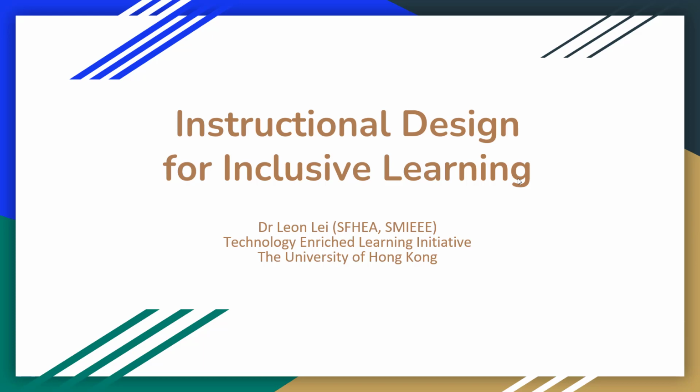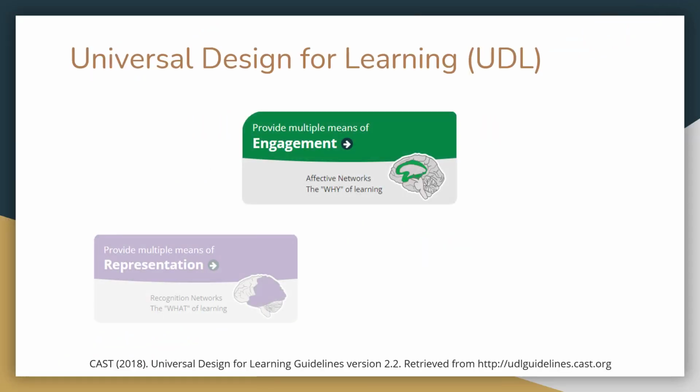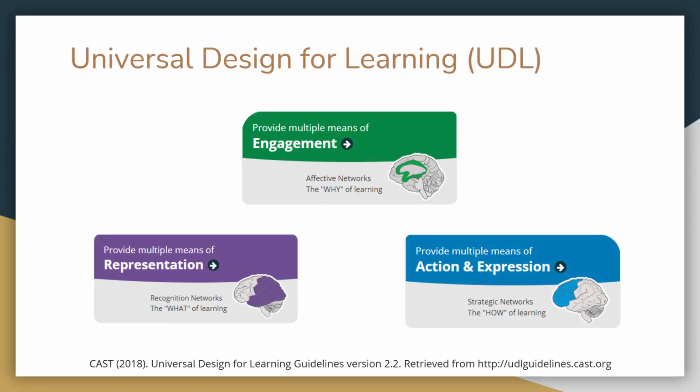We will talk about instructional design for inclusive learning in this video, and then learning support, and then learning environments in another two videos. Neuroscience tells us that our brains have three broad networks, one for recognition, one for skills and strategies, and one for caring and prioritizing.